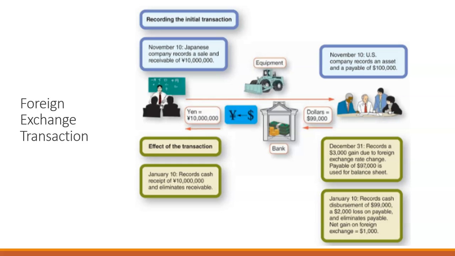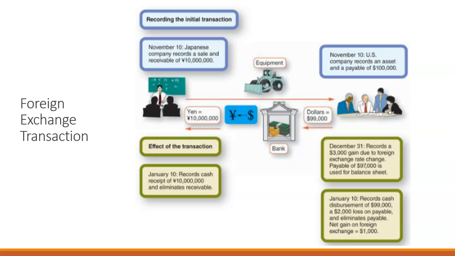So November 10th, the Japanese company records a sale and an account receivable of 10,000 yen. On November 10th, the US company records an asset and an account payable of $100,000. On December 31st, we have an adjusting entry of a gain due to foreign exchange rate change, our payable of $97,000. So instead of $100,000, it's now a payable of $97,000.